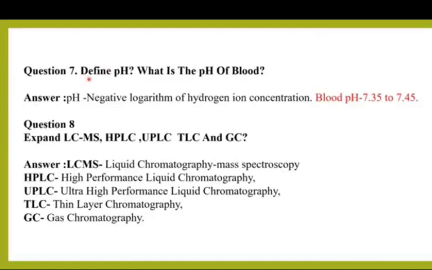Coming to the next generally asked question, define pH. Friends, pH is the negative logarithm of the hydrogen ion concentration. Another simple question is the pH of the blood. The pH of the blood ranges from 7.35 to 7.45. The next question is, expand LCMS, HPLC, UPLC, TLC and GC.